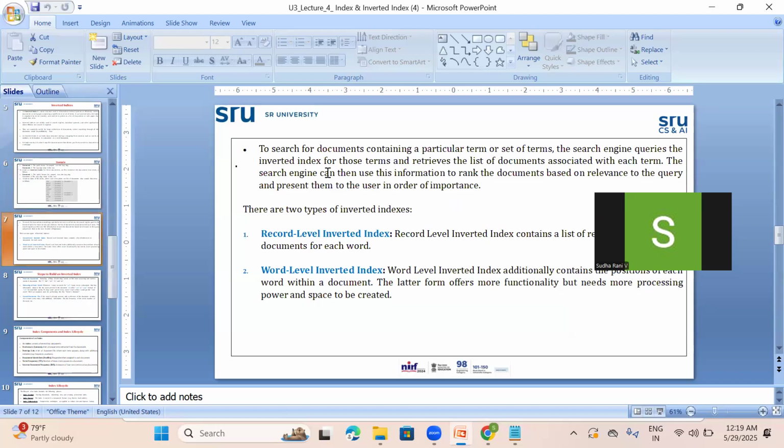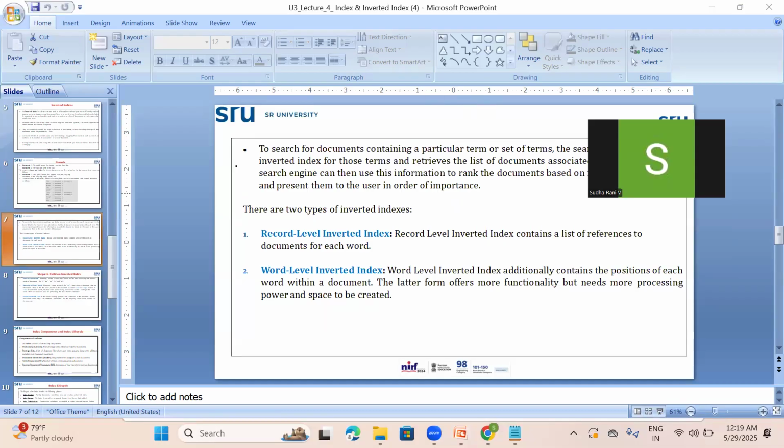There are 2 types of inverted indexes: record level inverted index and word level inverted index. Record level inverted index contains a list of references to documents for each word. Word level inverted index additionally contains the position of each word within a document. The latter form offers more functionality but needs more processing power and space to be created.